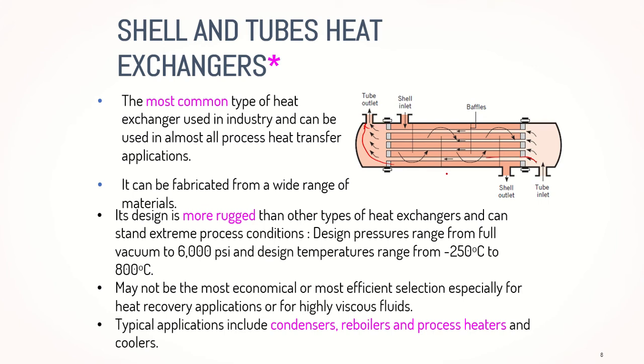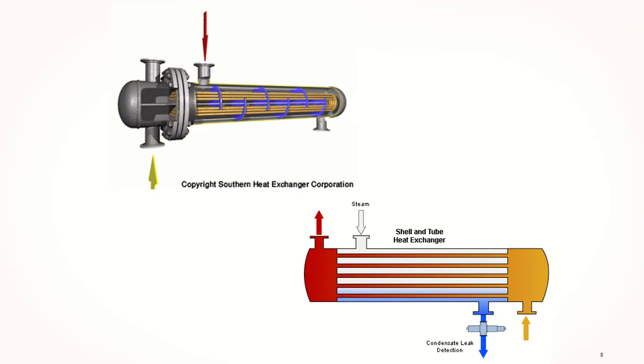So for example, condenser and reboiler, usually we put in a distillation column. So usually it's not a standalone equipment. We are going to embed this shell and tube heat exchanger inside an existing equipment. So this would be an example of shell and tube heat exchanger.